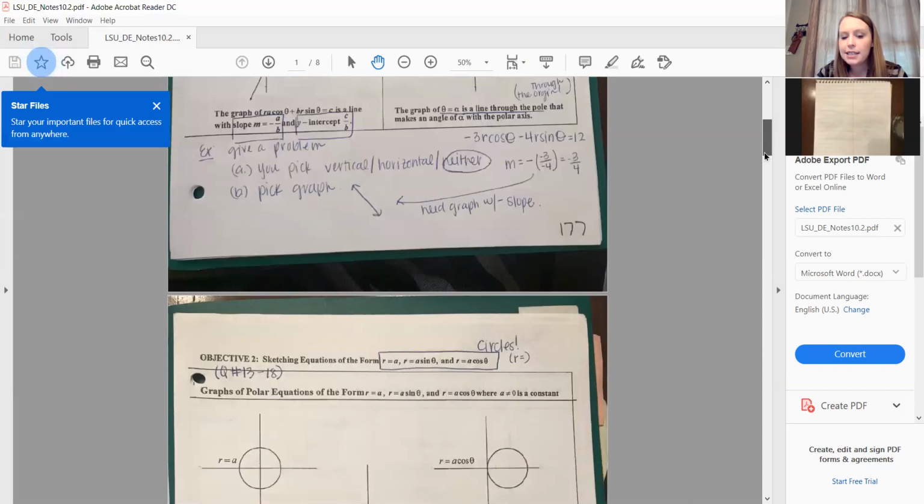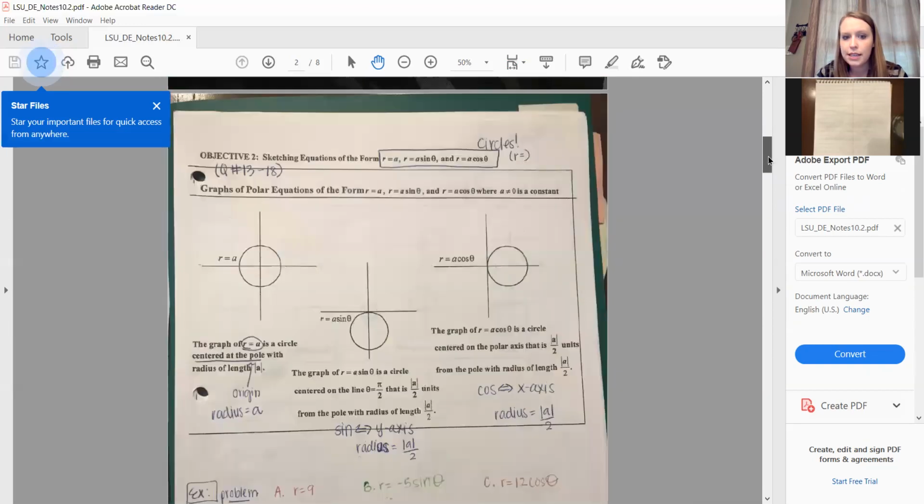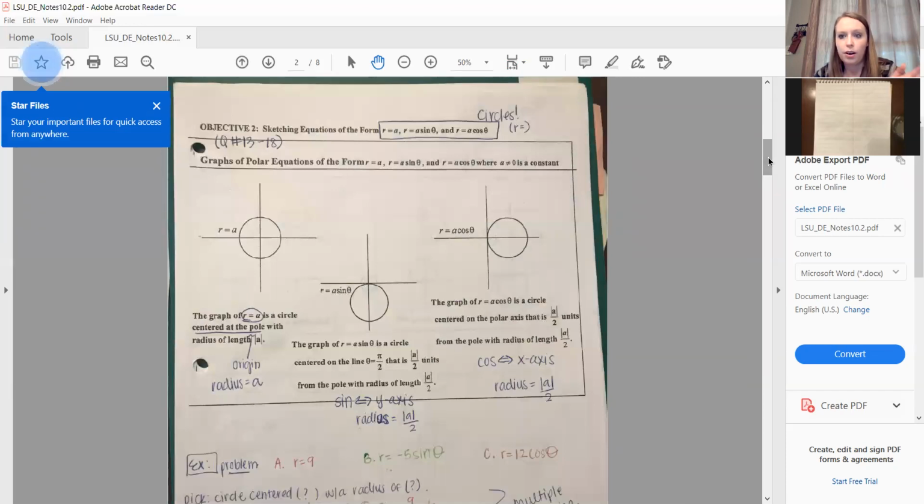Then we go to the next type, and these are circles. This is when you have just plain r equals something. You're just going to get a regular circle. So remember, cosine goes with x. So if it's r equals cosine something, it's going to be on the x-axis, either in the positive or the negative. And then sine is the same thing as y, so it would be on the y-axis, either positive or negative. And if it's r equals just a number, there's no cosine or sine, it's through the origin.